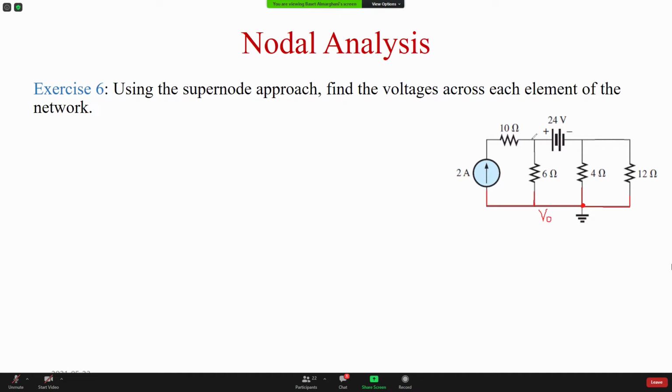I have two other nodes. This is one and this is two. And there is a voltage source between these two nodes. So once we have a voltage source, that means we're going to use the supernode approach. We have to use the supernode approach. So what is a supernode? First thing, the source equation.